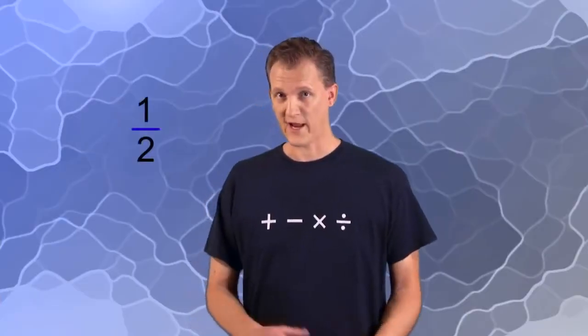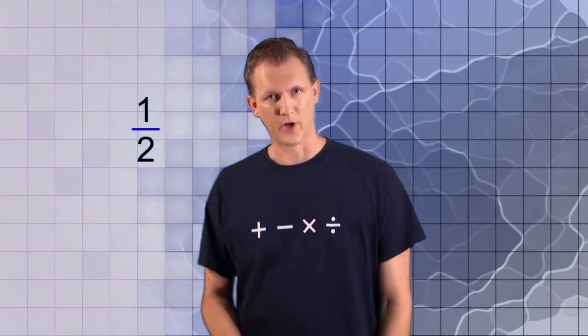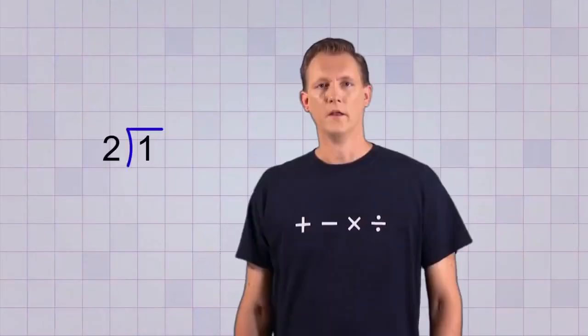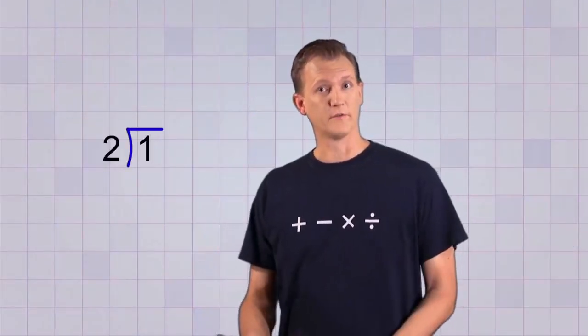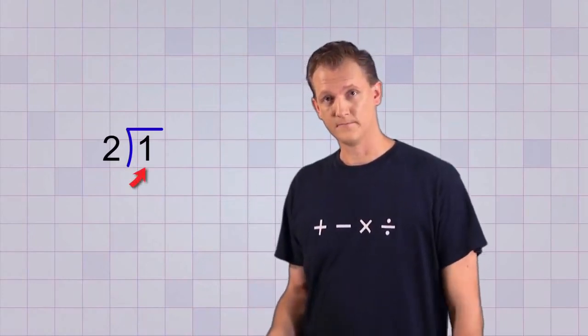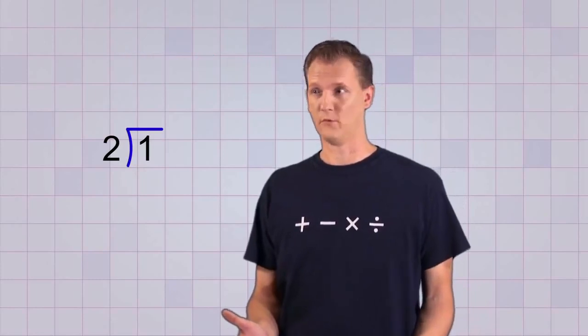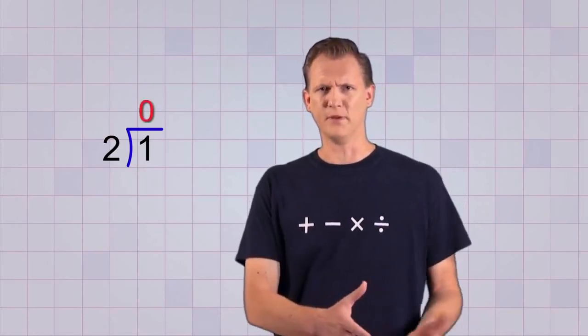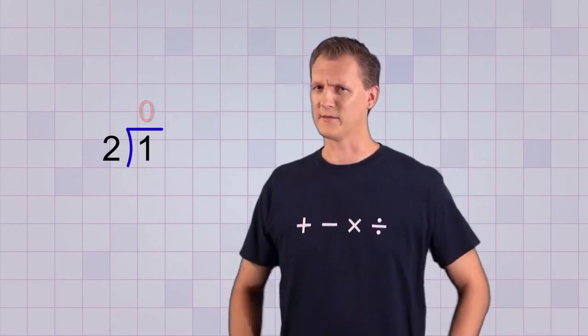Let's take the fraction 1/2 and convert it into a regular division problem with this division symbol. Now all we have to do is follow the procedure for division. We just see how many times this 2 divides into this 1. Uh-oh, it won't divide any times. 2 is bigger than 1. Looks like we're going to need some help.